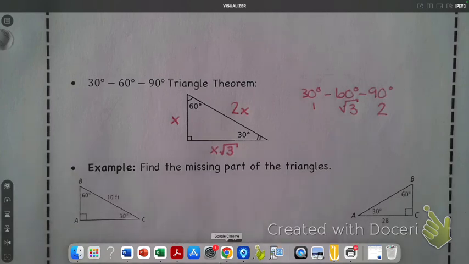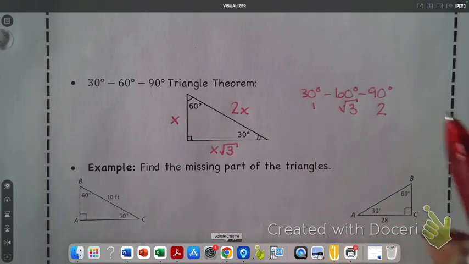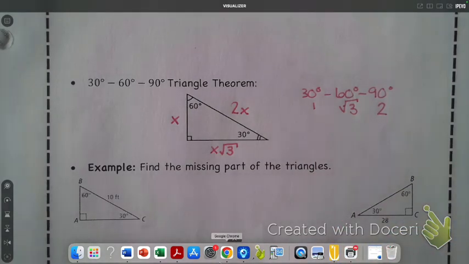Is square root of 3 smaller than 2? Because the square root of 4 is 2, correct? So do they go across from where they're at? Okay. So that's the 30-60-90, and I will show you how to use them. I just want to show you the ratios right now.